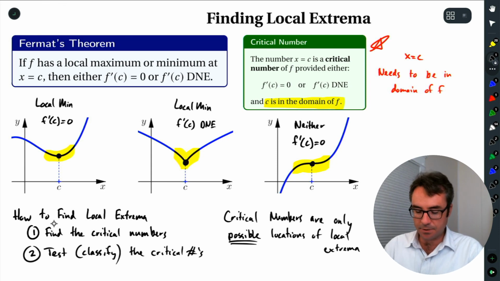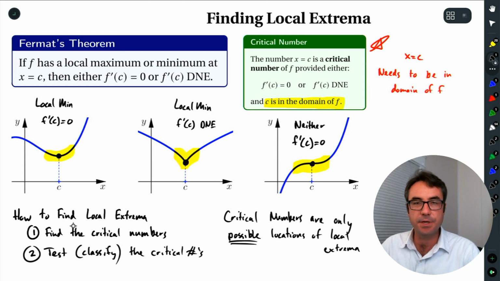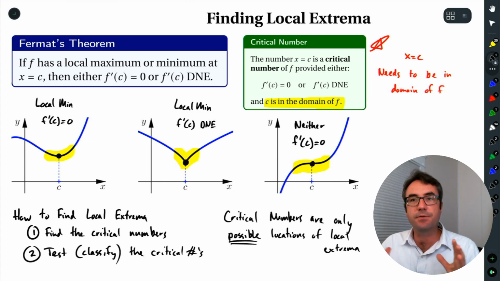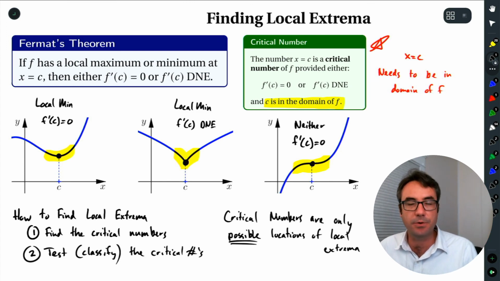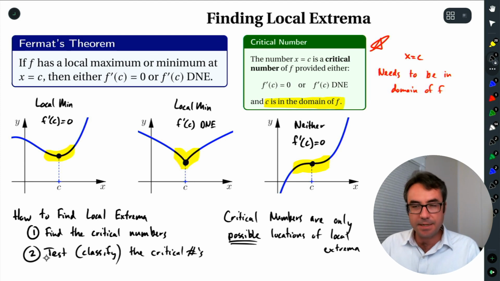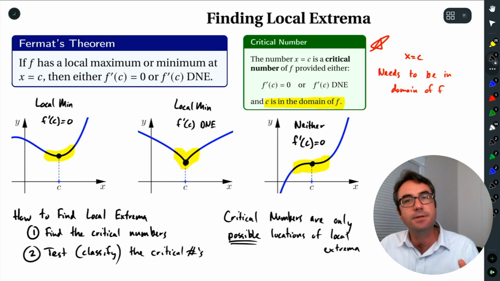All right, so this is the little strategy we're going to use to help us find the local extreme points on our graph. We're going to find the critical numbers. So that kind of narrows our focus down. That gives us the possible locations where we're going to have a max or a min. And then in the second step, we're actually going to use a test to determine, okay, is this a max? Is it a min? Or is it neither?